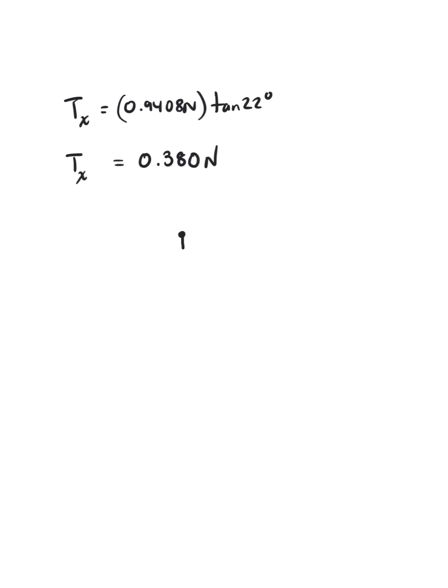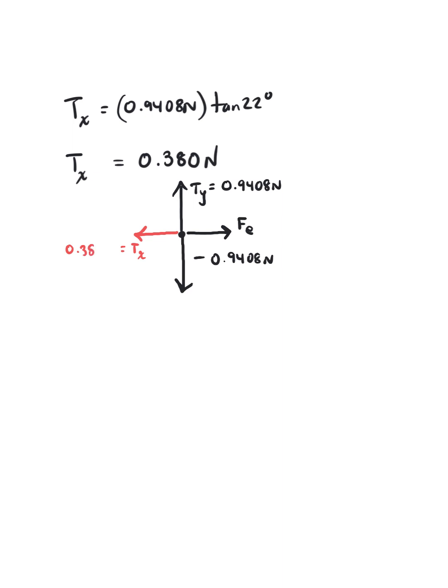If you remember from the free body diagram, we had the force of gravity pulling down, and that was negative 0.9408 newtons. We had the y component of the tension force, which was equal and opposite to the force of gravity, canceling out the force of gravity, so that's going to be 0.9408 newtons in the upward direction. Pulling the sphere to the right, we had the electrostatic force, which is unknown. We'll call that Fe. And then the x component of the tension force was pulling to the left, and that x component we've just found to be 0.380 newtons. And since that force is directed to the left, we'll go ahead and make that negative.